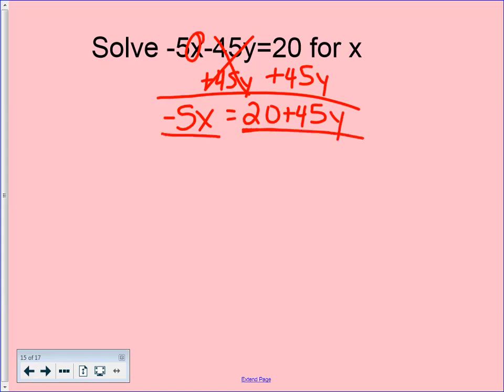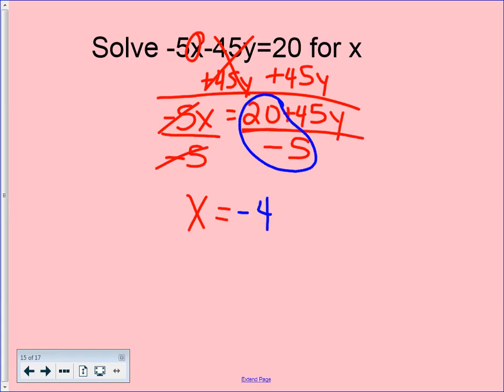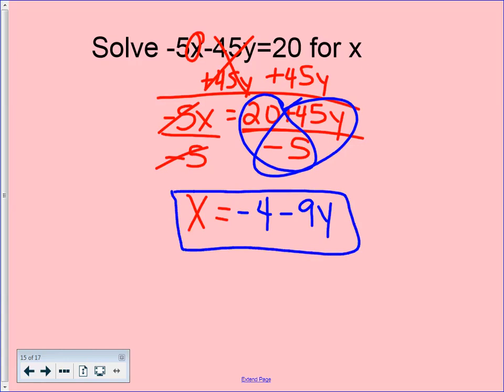Next, I go ahead and divide by negative 5. My negative 5's cancel on the left, leaving me with X equals. On the right-hand side, though, I have 20 divided by -5, which is -4. And then I have 45y divided by -5, which is -9y, giving me my final answer.